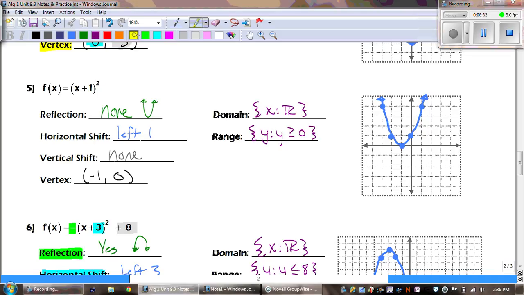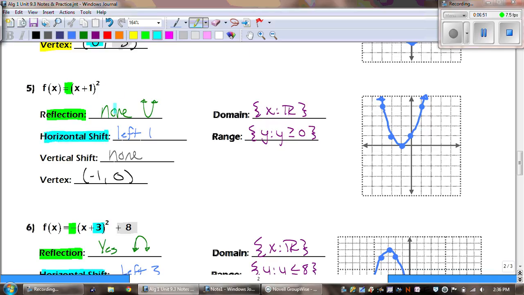Okay, and there you go. So remember, the first thing we do is find the vertex. There's no number outside, so that means that it's a 0. All right, when I'm finding the reflection, I'm looking out front. There's no number, so it means it's a positive, so it stays the same.